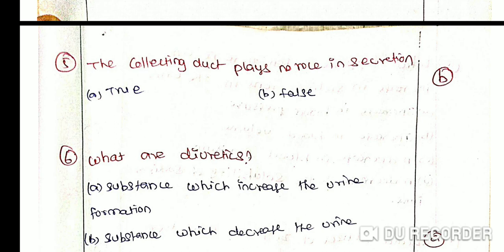Next question: the collecting duct plays no role in secretion. Option A true, option B false. The correct answer is option B false. The collecting duct plays a significant role along with PCT and DCT in the secretion of hydrogen and potassium ions to maintain the pH and ionic balance of the blood.